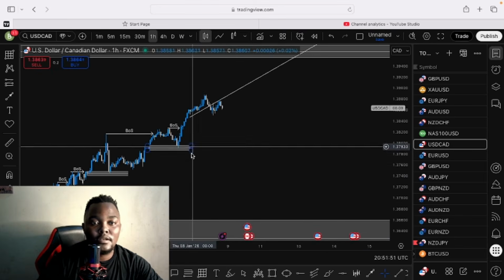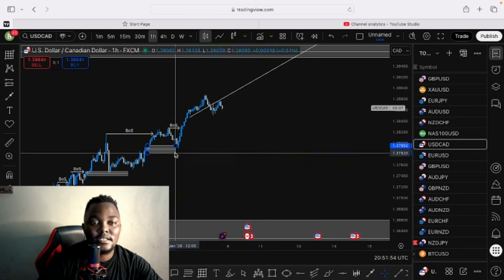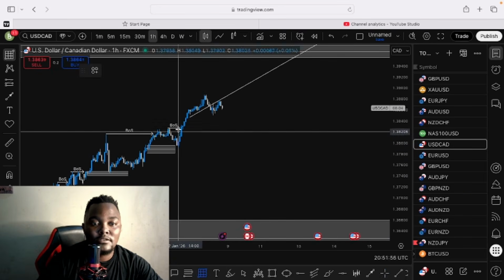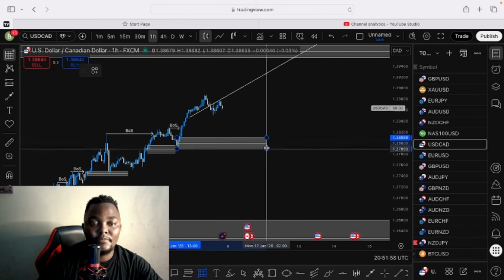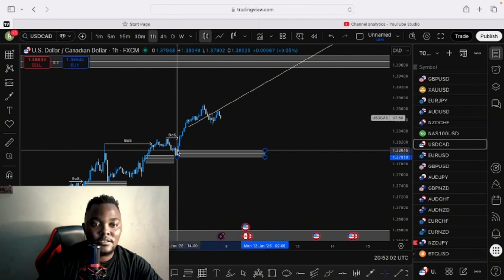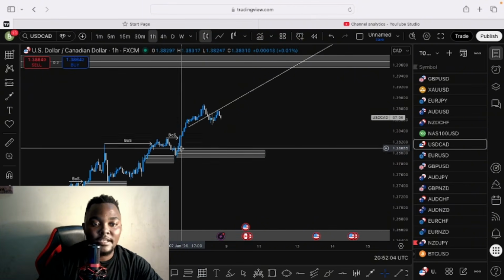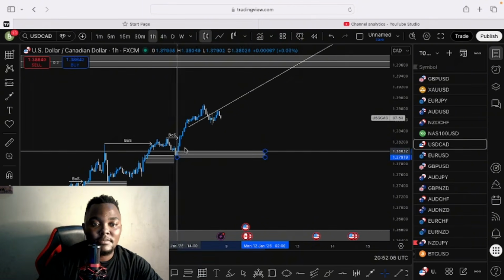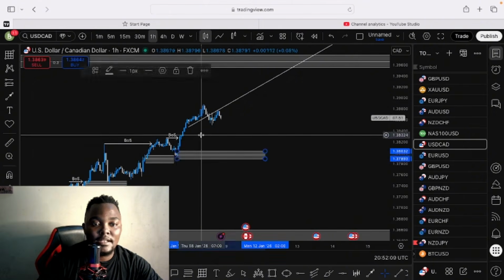So around here, what I'll be waiting for is just for the market to come back into this demand zone here. I'm gonna draw everything just because it's a lot, so we can just draw it out like this, but we're leaving out this imbalance here. So that is why I'm saying that we can just use this last candle.